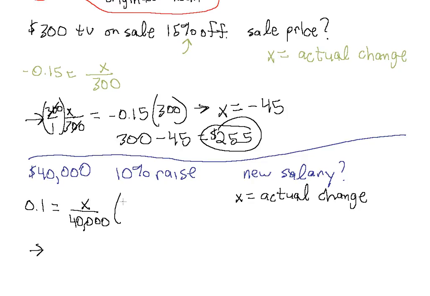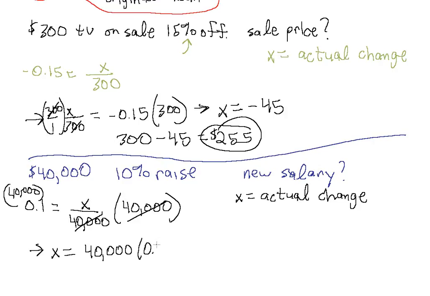We can multiply both sides by 40,000, and do the same thing over here. Okay, hope that didn't confuse you. We're multiplying both sides by 40,000. These two terms cancel. We're left with x equals 40,000 times 0.1, and that'll give us 4,000. 10% of 40,000 is $4,000. Now this is our actual change. It's a plus 4,000. Up here it was a minus 45. Here we're adding $4,000 to our salary.